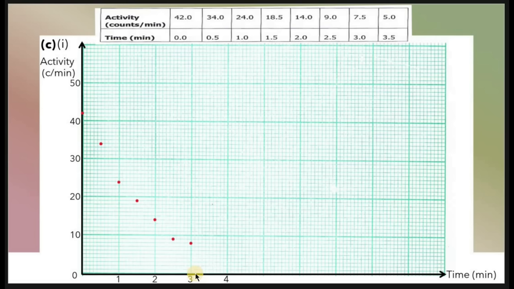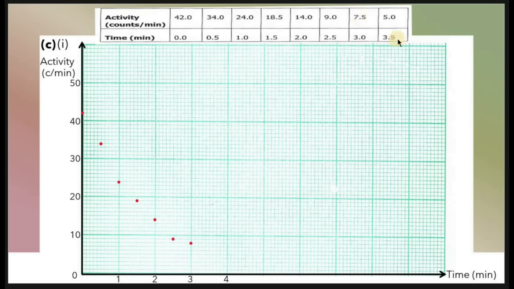I hope I've done the correct thing here. 0, 1, 2, 3, 4, 5, 6, 7, 8, 9, 10, 11, 12, 13, and so on up to 22. Yeah. So this is 3, 8. Here, this 7.5 was rounded to 8.